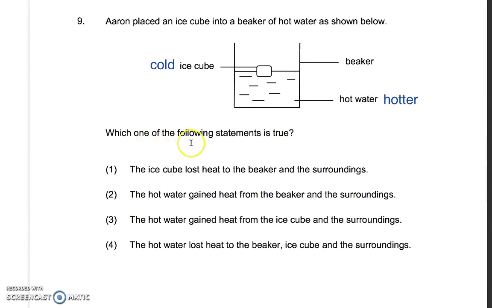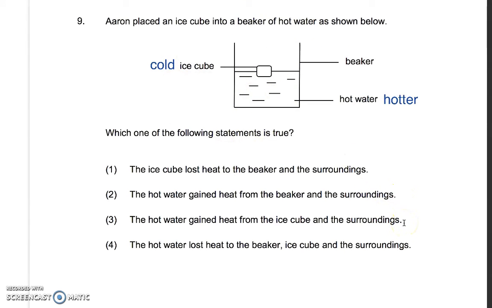Okay, so can you write this down in your paper? Alright, so which of the following is true? The first one said that the ice cube lost heat to the beaker and the surroundings. So the ice cube, which is cold, will it have sufficient heat to lose to the surroundings? No, it will not. So the first one is wrong. Okay. Second one, hot water gained heat from the beaker and the surroundings. No, because it's hot water, so it should be hotter than the surroundings and the environment. So number 2 is also wrong.